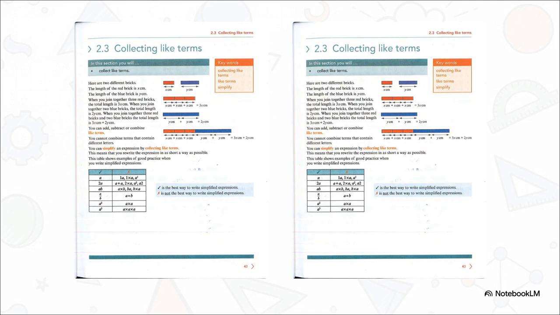You absolutely cannot combine them into 5xy. Just like you wouldn't melt red bricks and blue bricks together into one single mixed up brick measurement, you can't combine different mathematical variables. We call this collecting like terms. You only ever group together the things that are exactly alike.